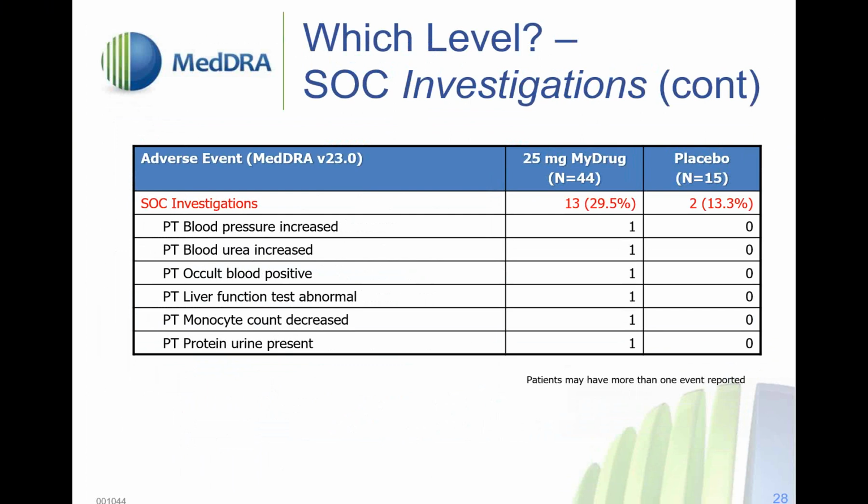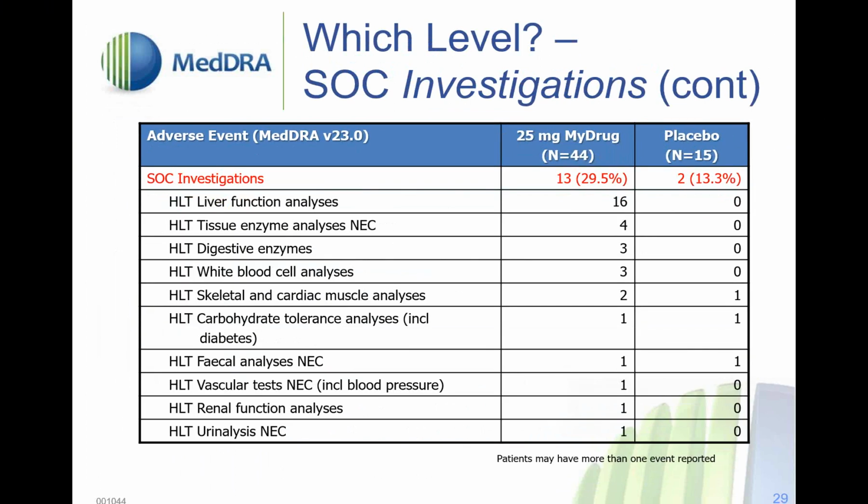Well, if you go back and ask your programmer, can you give me this information, but also show me those grouping terms? Show me the HLTs and the HLGTs. Here's an example of how you can start seeing these clusters by using these grouping terms. This is the same set of data, the same system organ class, but this time, instead of looking at it by preferred term, you're looking at it by the high level term, which is the next one up from the preferred term.